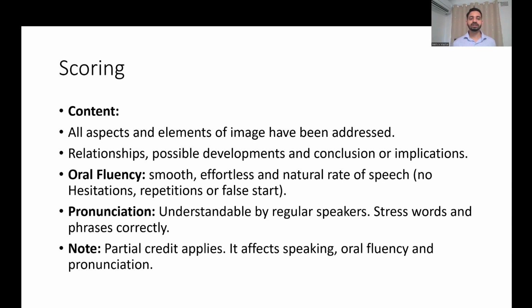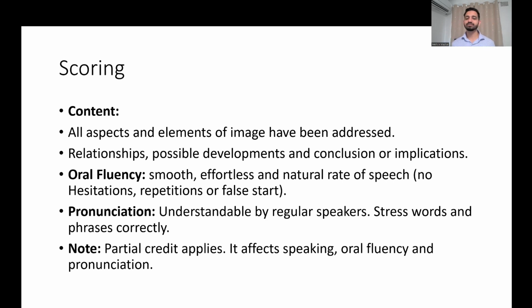Oral fluency should be smooth, effortless, and at a natural rate of speech. It should be without any hesitations, without any repetitions, or false starts. So once you start, keep going. Do not go back and correct yourself. Pronunciation: I did help you with word stress, and talked about stressing the words in a sentence, and also using intonation to convey the meaning.